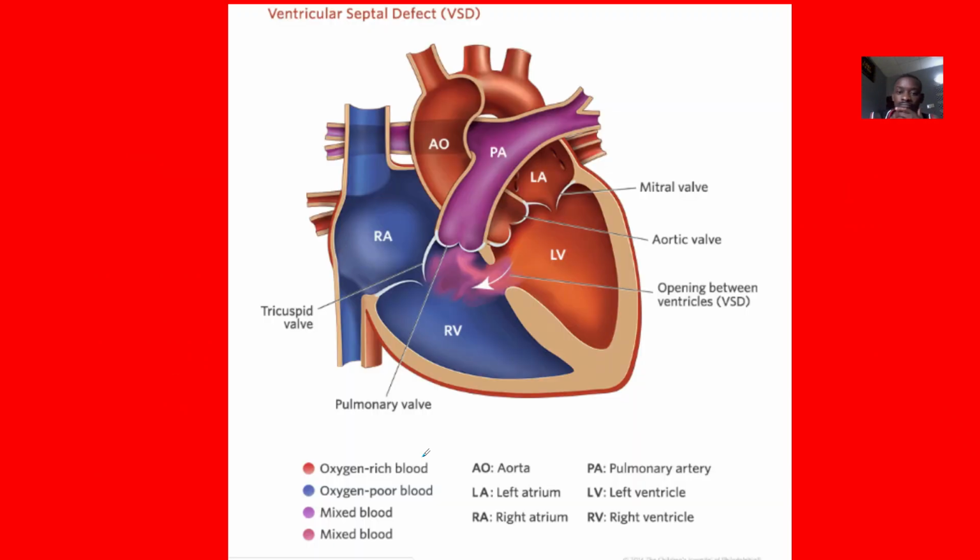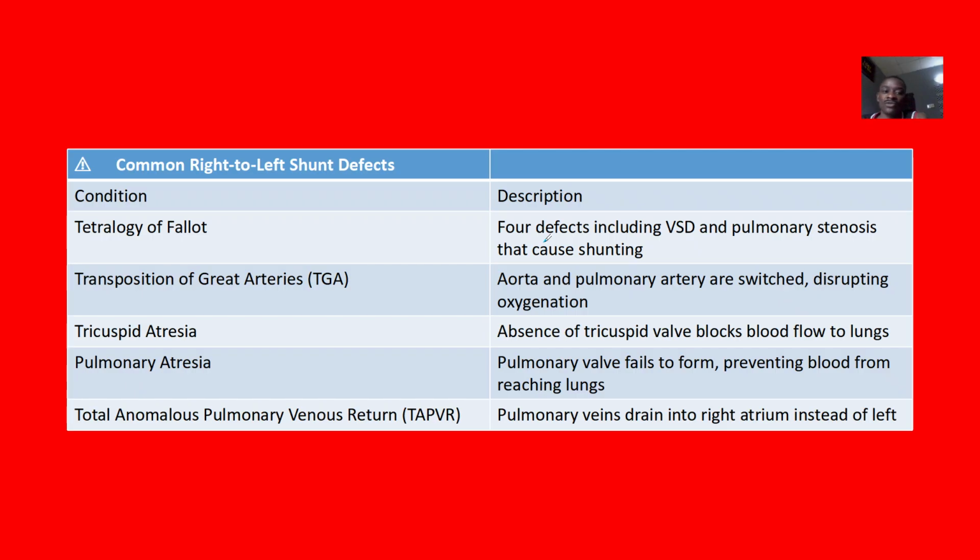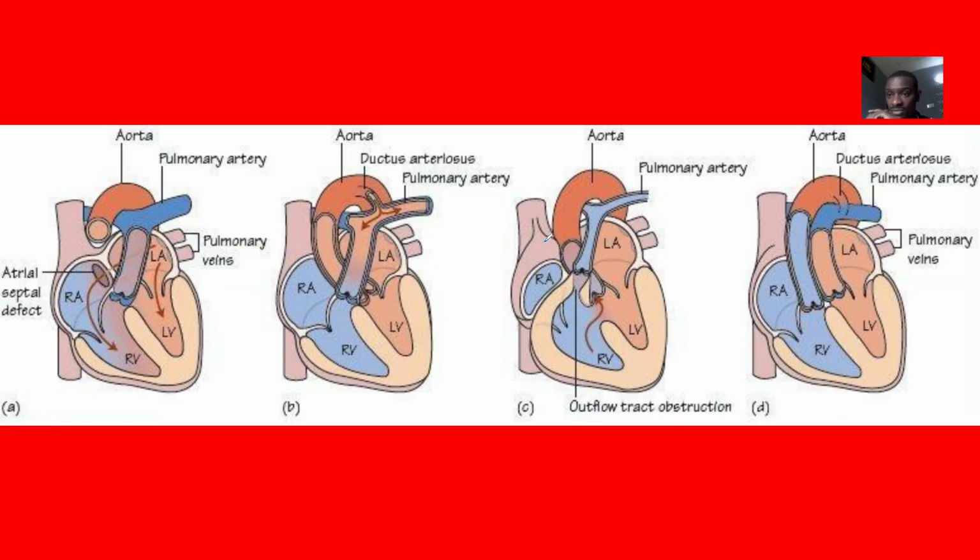You get it? So you can see here is what? Left to right shunt, but we're talking about right to left shunt. That's why I brought this picture, so that you know the difference between left to right shunt and right to left shunt. Common issues that could make blood flow from the right side to the left side: we have Tetralogy of Fallot, transposition of great arteries, tricuspid atresia, pulmonary atresia, and total anomalous pulmonary venous return.